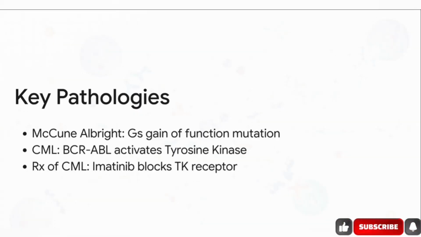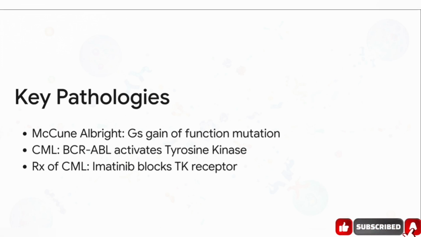Okay, here are 2 absolute 5-star clinical points for you. If there is a gain-of-function mutation in the Gs-alpha subunit itself, you get McCune-Albright syndrome, which is characterized by precocious puberty, skeletal malformations, and café au lait spots.